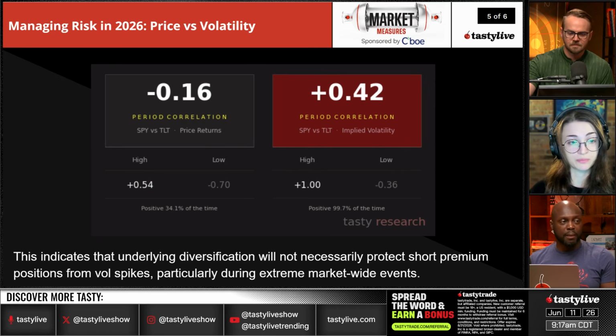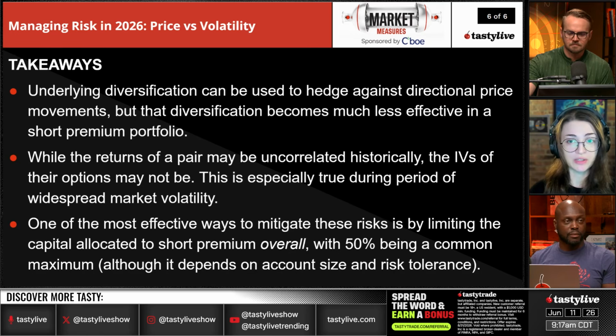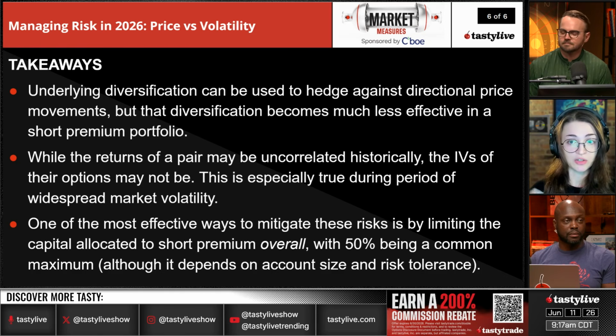Yeah. So we go to the takeaways. Underlying diversification can be used to hedge against directional price movement, but it becomes less effective in a short premium portfolio because of this implied volatility component. Even though a pair might have uncorrelated or inversely correlated prices historically, the IVs, especially during market-wide events, tend to increase together.